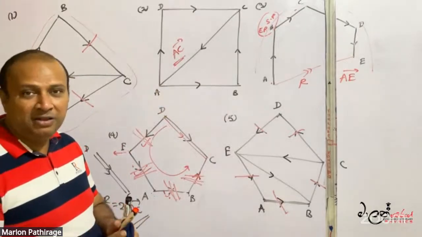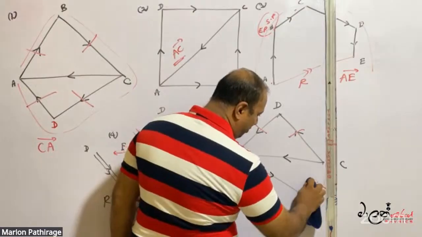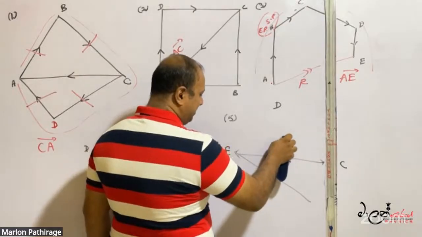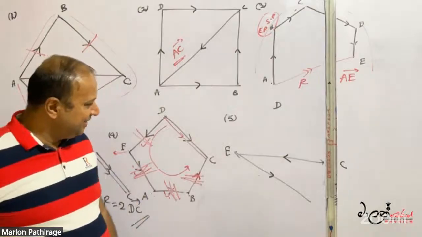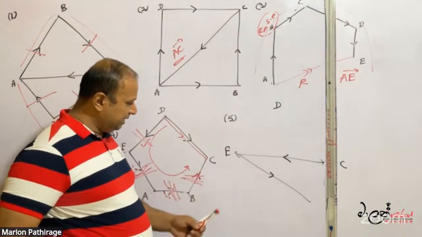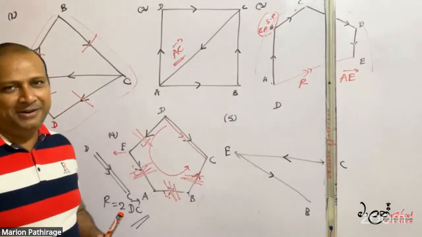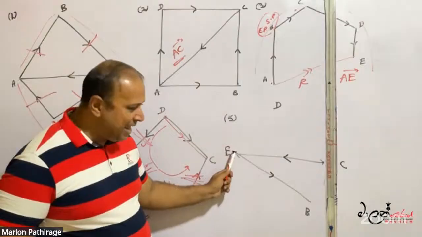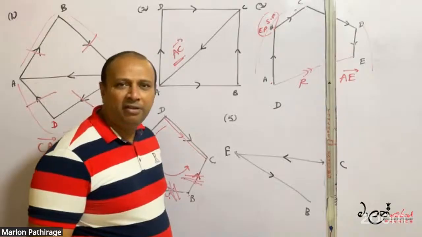If you remove all of them, now there are only two vectors, C to E and E to B. Now there are only two vectors to be added: C to E and E to B. CE plus EB means you can apply the vector triangle.